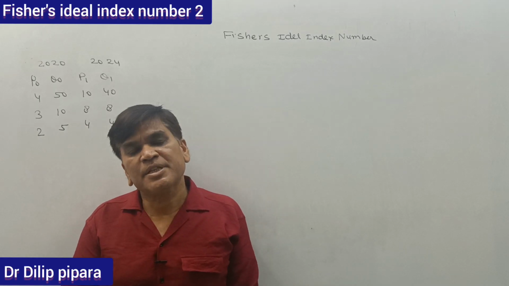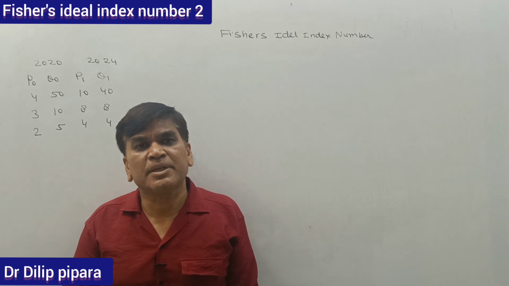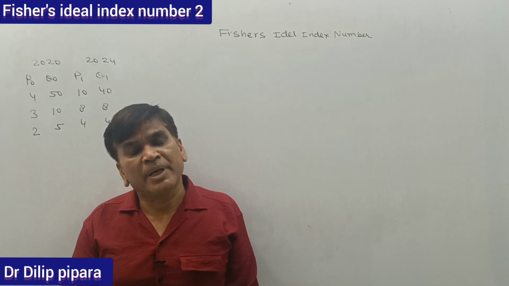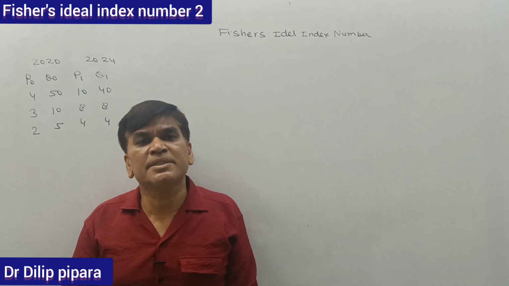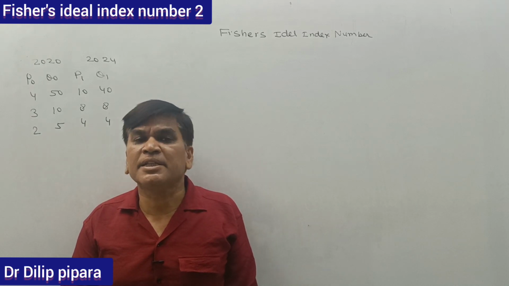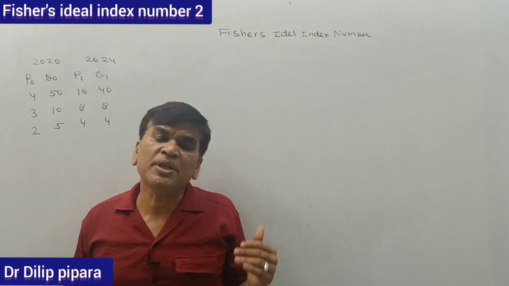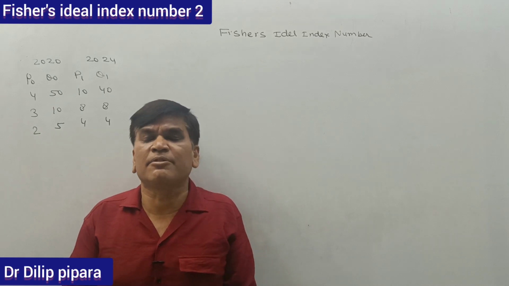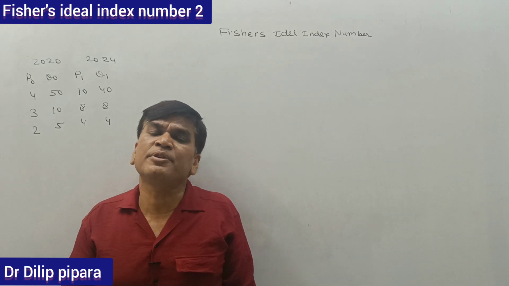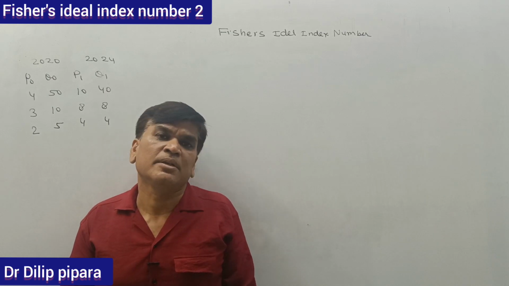In the index number chapter, we have learned how to calculate the Fisher index number. This method is called the ideal index number because Fisher's method satisfies the time reversal test and the factor reversal test. The theory of the Fisher ideal index number we discussed in our last video. In today's video, we will have two questions related to the Fisher ideal index number.